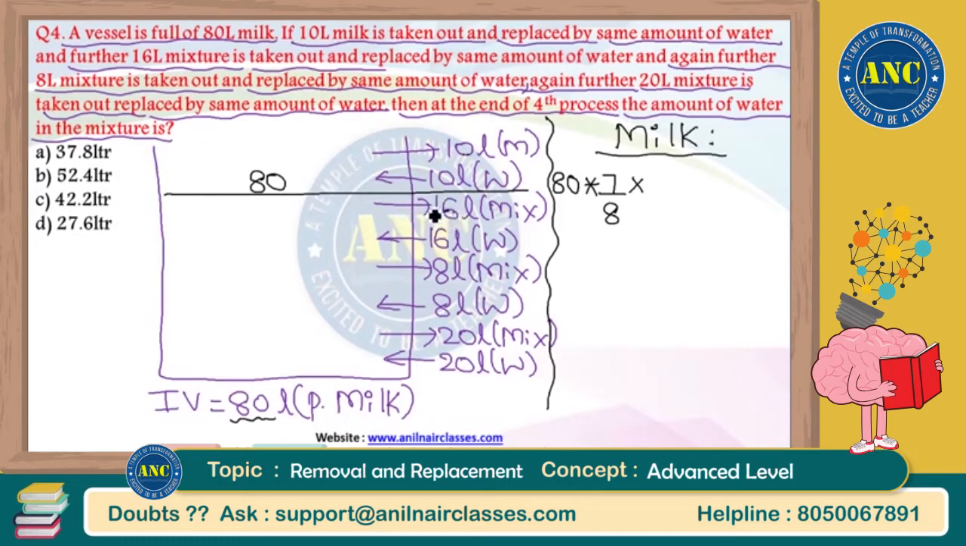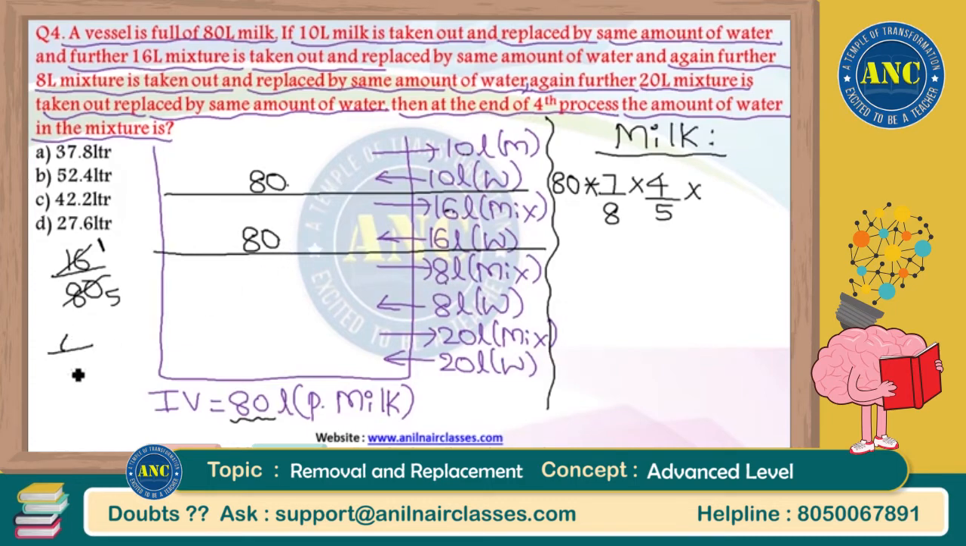Next, 16 out of 80 is taken out. 16 into 1 is 16, 16 into 5 is 80. That means 1 by 5 is taken out. Remaining inside is 4 by 5. 16 is taken out, 16 water is added, so the total volume once again became 80. 8 out of 80 is taken out. 8 into 1 is 8, 8 into 10 is 80. 1 by 10 is taken out. Remaining is 9 by 10. And you added 8 water once again. Final volume once again became 80.